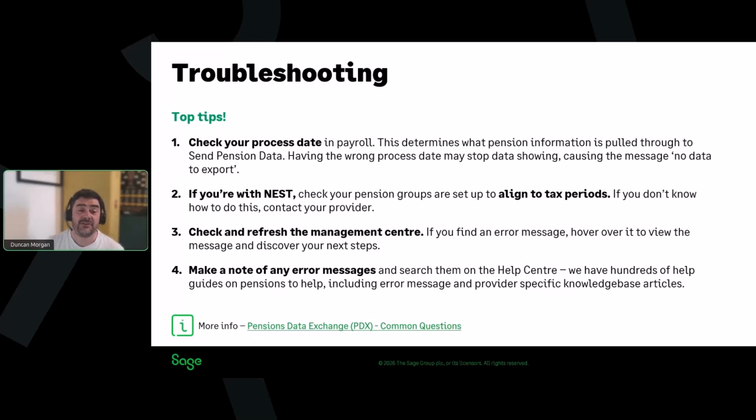And if you do happen to see error messages at any point, make a note of when it popped up and the exact wording of the error message. I would then check the help center to see if we have an article, which we will do in most cases, explaining what the problem is and how to resolve it. Or if you can't find help that way, get in touch with our support team with those details, and they'll be on hand to troubleshoot and help you resolve that. And I have linked to some common questions as well on your handout.